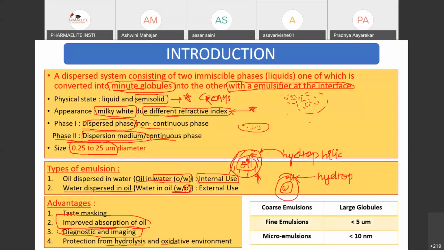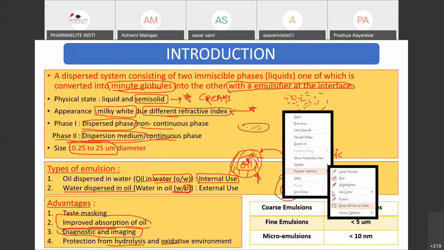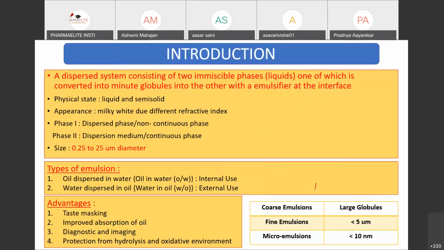Going further, if you classify emulsions on the basis of particle size, I'm saying specifically with regards to particle size. Emulsions can be classified on multiple parameters. It's not that they are classified only on the basis of particle size. You can also classify them on the basis of route of administration. If I'm going to give an emulsion via oral route, what type of emulsion will it be? You know the answer. Will it be oil in water or water in oil? It will obviously be oil in water.